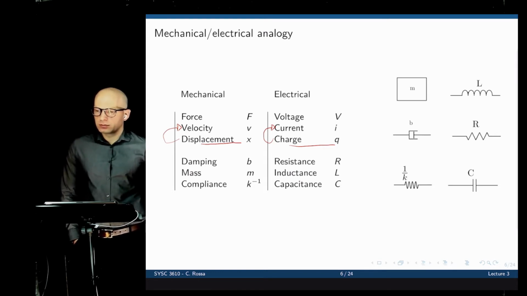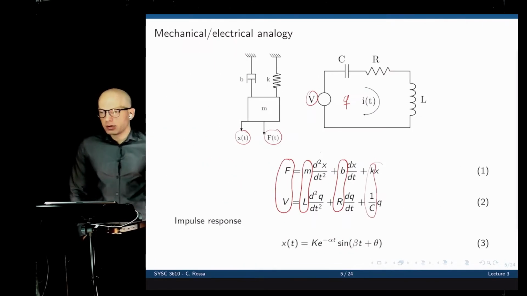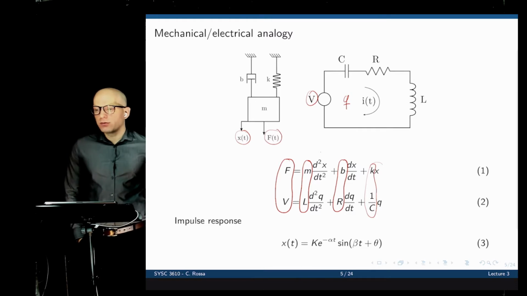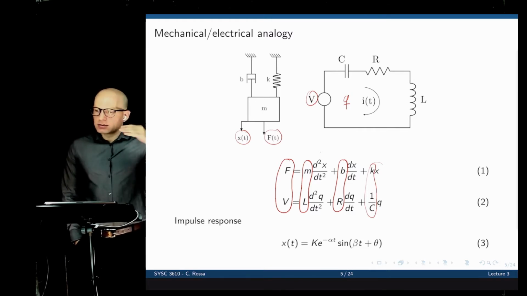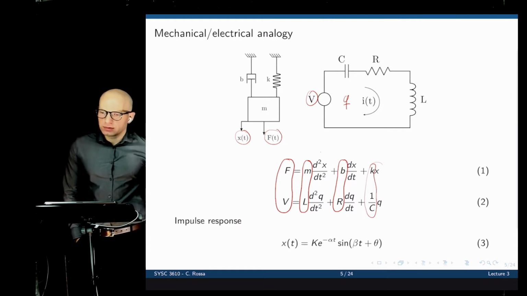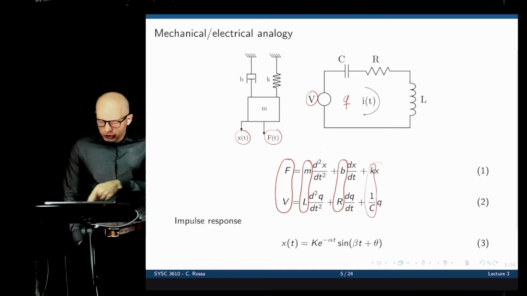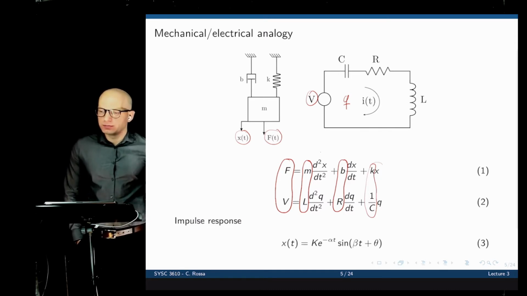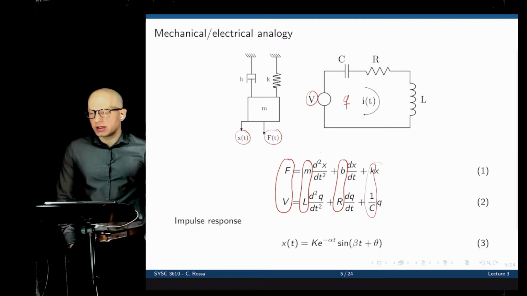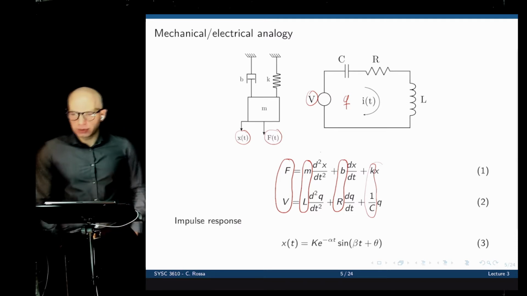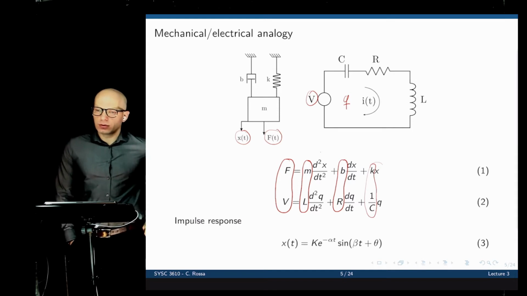Sorry, just what was equation 3 in the last slide again? This is the impulse response of the system. Let's say we slap the mass, provide a high amount of energy to the mass and let it go, or we turn the power source on and off very fast. The displacement or the charge in the system will follow that equation. We'll get into more details of that later. Okay, thank you.